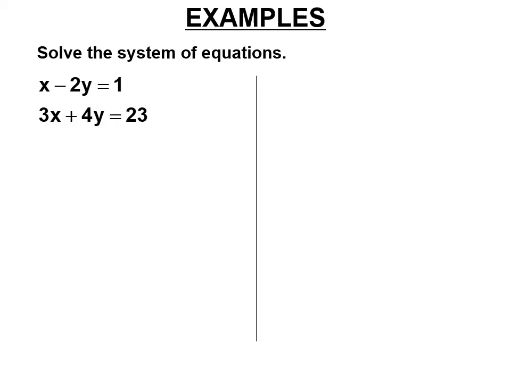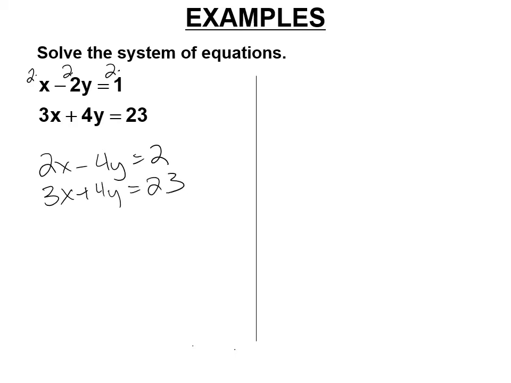Let's do that, just to be different. So the top equation becomes 2x minus 4y equals 2. The bottom one stays exactly the same. What did we do by multiplying both? We created opposites in our y's. So now we can add.